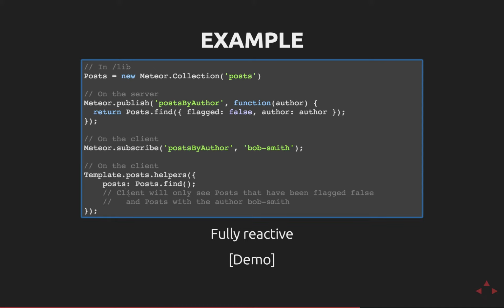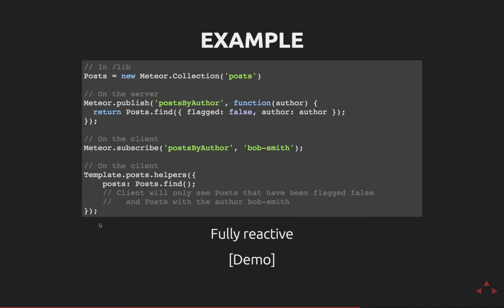But the moral of the story is the client will only see the posts that have been flagged false and with the author Bob Smith. And you will get a constant stream of that. So if other users are interacting with the authors and adding things or changing or editing them, you will get any updates that happen while you're on the screen.